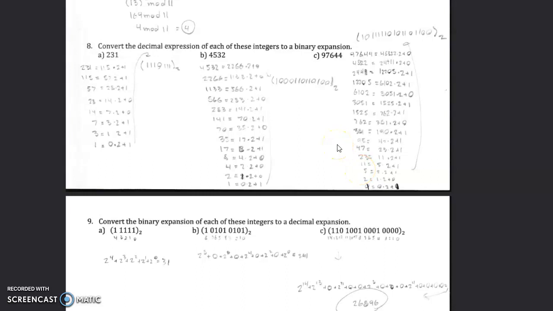Again, you just keep dividing, you keep brute forcing it all the way until you get your number. So here, I'm just going to read out our remainders. So 0, 0, 1, 1, 0, 1, 1, 0, 1, 1, 1, 1, 1, 1, 0, 1. We're going to read them backwards to get this. 1, 0, 1, 1, 1, 1, 1, 1, 0, 1, 1, 0, 1, 1, 0, 0 is our binary expression of 97,644. I'm going to stop here, and then I'm going to record the rest of the problems.